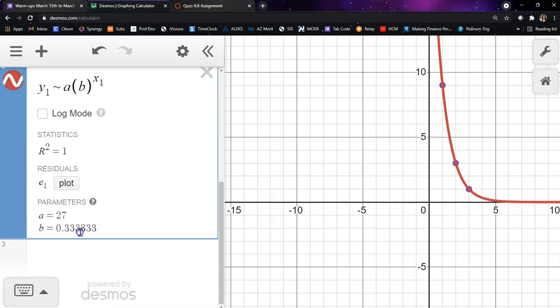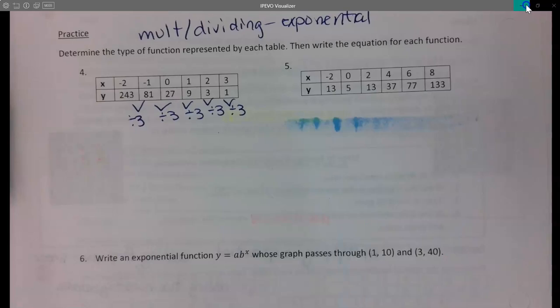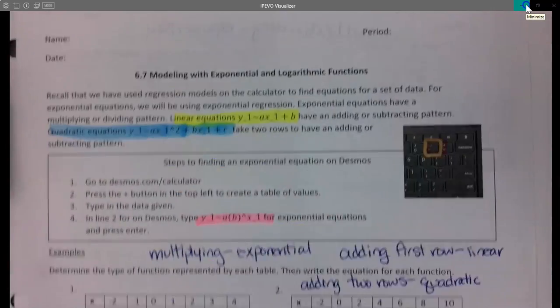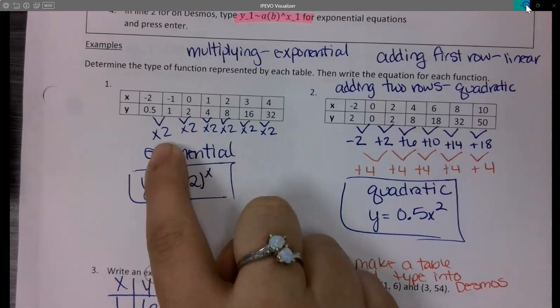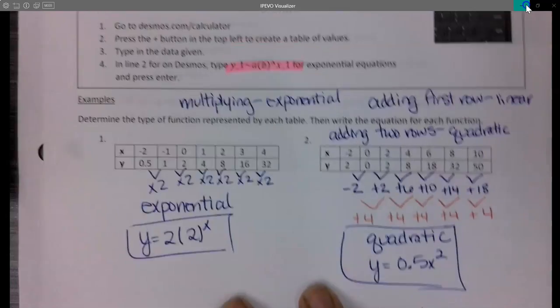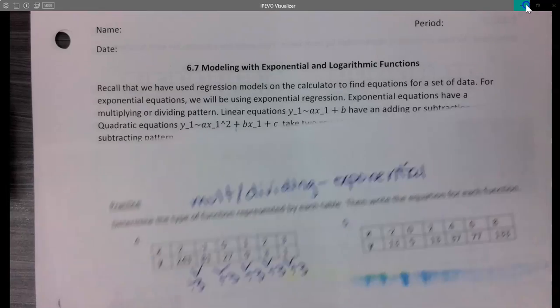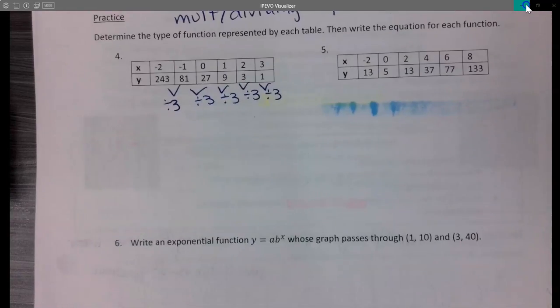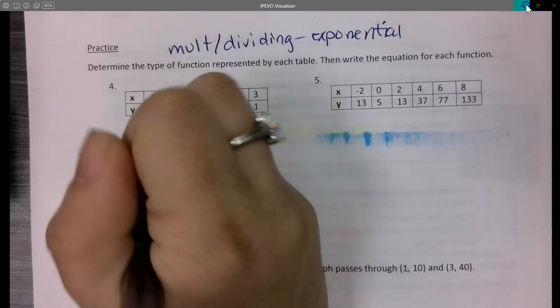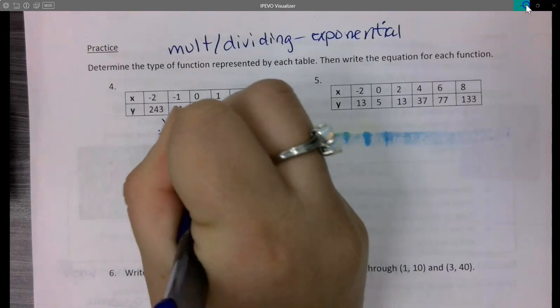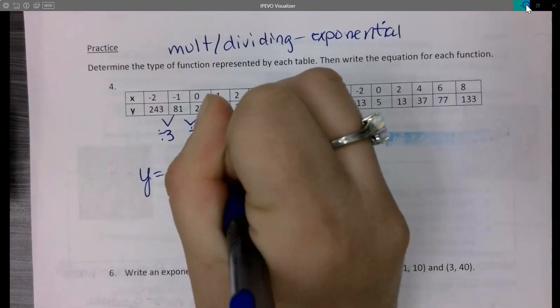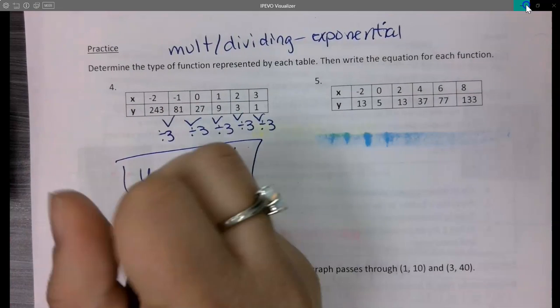My b value, notice for this one, it was 1/3. On the front side, my b value happened to be the number I kept repeating by. So the one in parentheses is the one I'm always repeating by. So when I am dividing over and over again, this is the same thing as a fraction of 1/3. I forgot to say this is exponential.